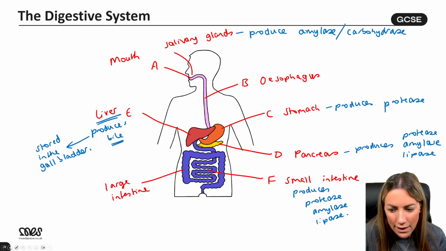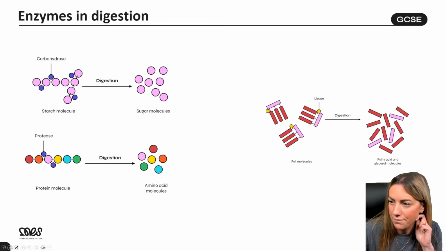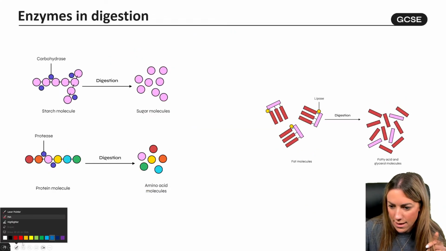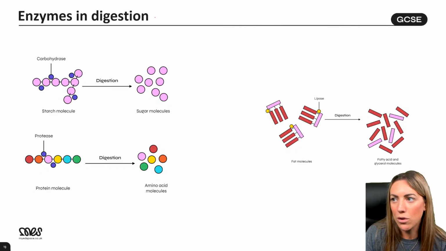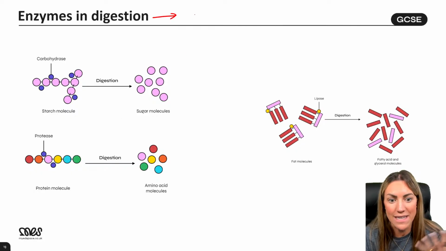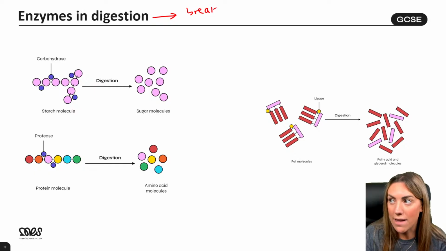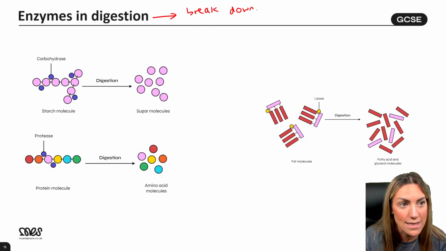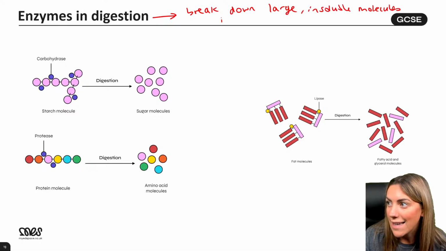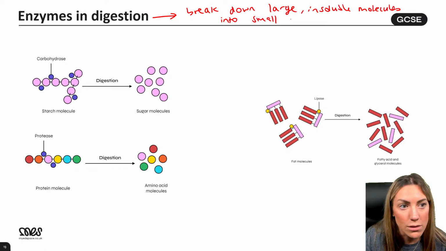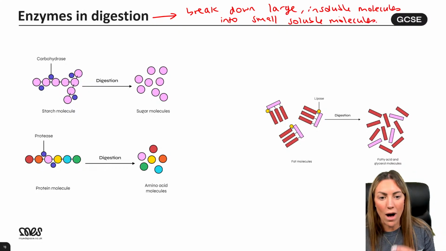You have read my mind. Let's have a look. Enzymes in digestion, right. Again, not a question. This is just revision of the key enzymes, what they break down and what they break it down into. But I do also want to add, like, the whole point of these enzymes, and I'd like you to write this down if you're making notes, is to break down large, insoluble molecules into small soluble molecules. Why? Guys, why in the chat?